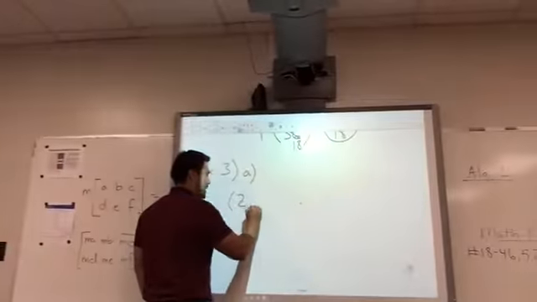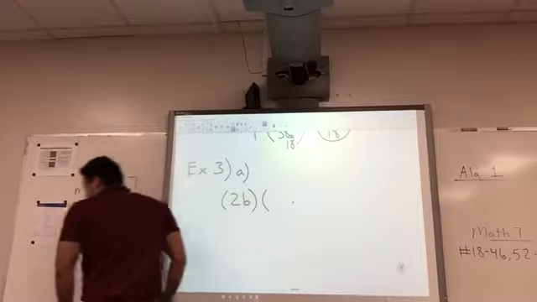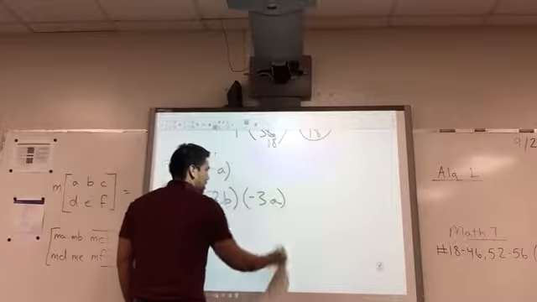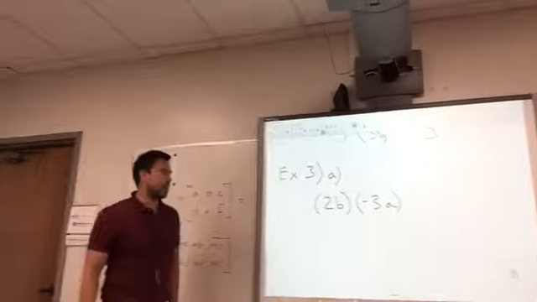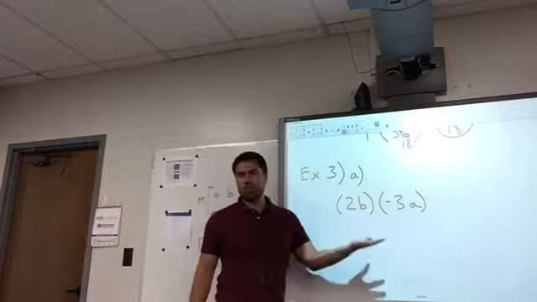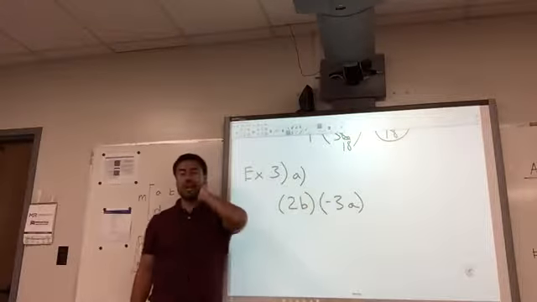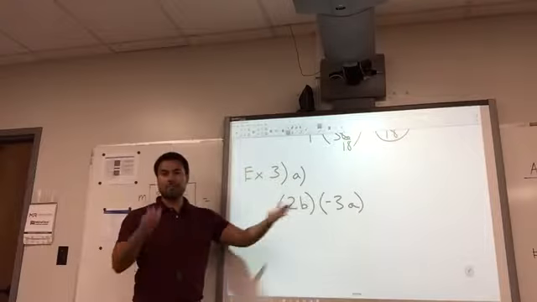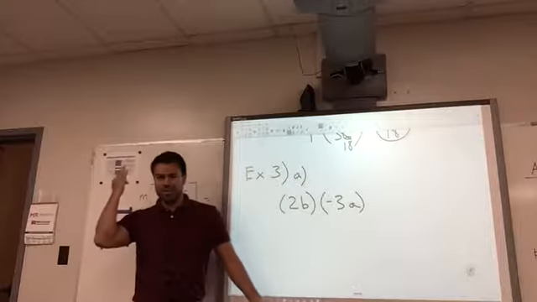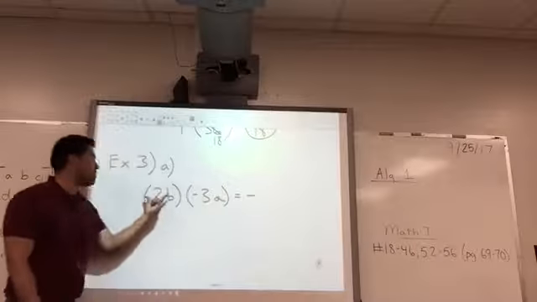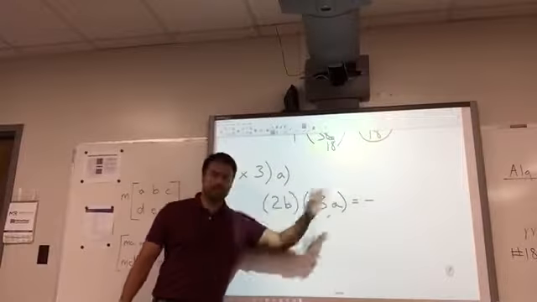All right, so let's nail it down here. So 2b times negative 3a. Okay, 2b times negative 3a. Do I know what a is? Nope. Do I know what b is? Nope. But can I make this simpler? Yes. First of all, is this product going to be positive or negative? Negative. Okay, it's got to be negative, because what's a positive times a negative? Negative. So we have that.